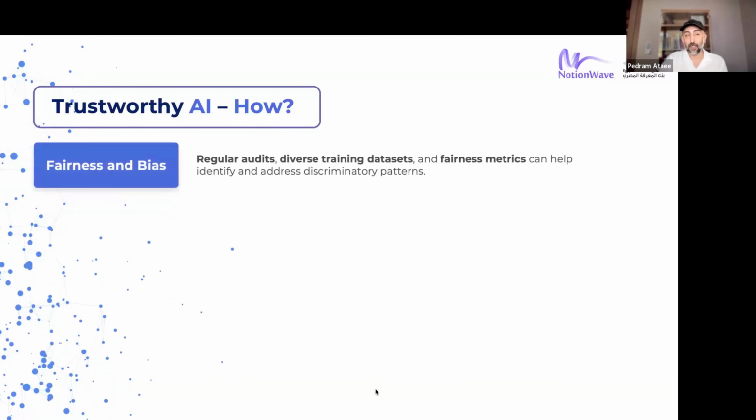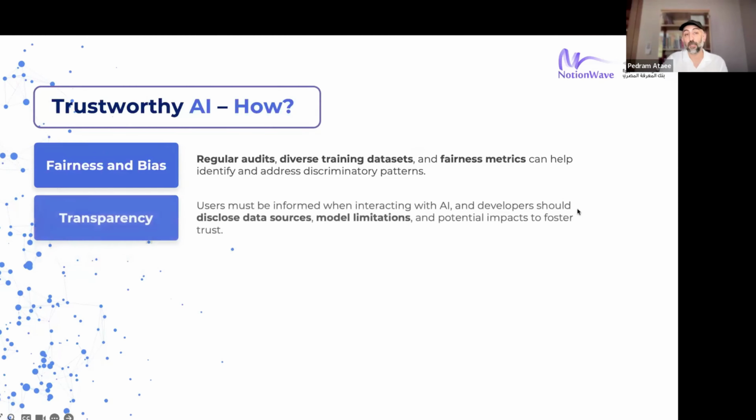How we can get there is we have to regularly audit the whole data sets and AI training. We have to make sure that we have diverse training data sets. We have to make sure that we can evaluate AI models by fair metrics.